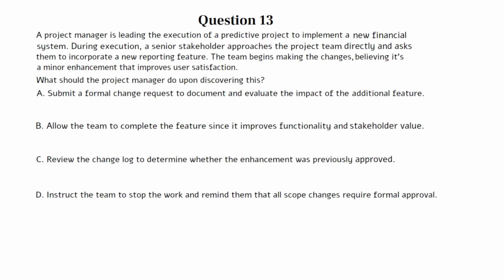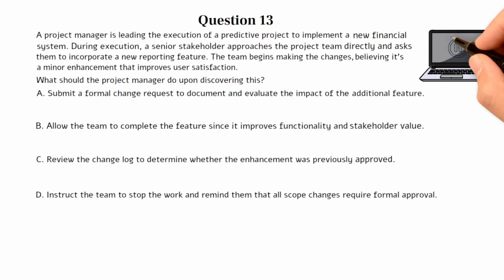A. Submit a formal change request to document and evaluate the impact of the additional feature. B. Allow the team to complete the feature since it improves functionality and stakeholder value. C. Review the change log to determine whether the enhancement was previously approved. D. Instruct the team to stop the work and remind them that all scope changes require formal approval. You can pause the video here if you need more time to work on the question.